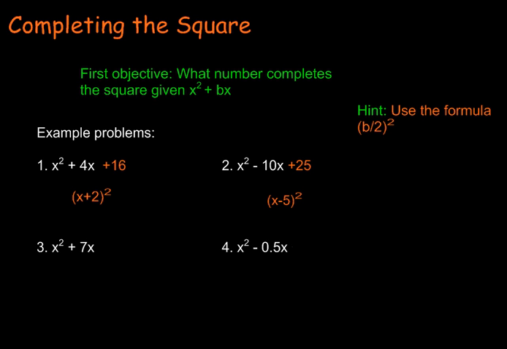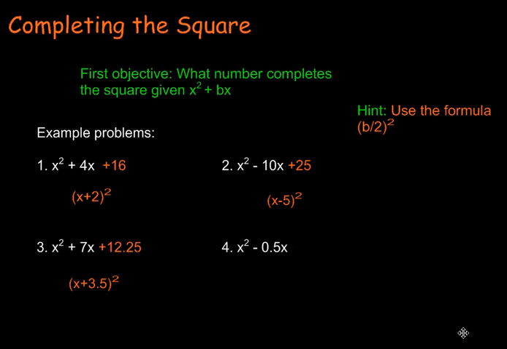Problem number 3 has an odd number for b, so when we take b divided by 2, it is 3.5. When you square 3.5, you do get 12.25. Writing that as a binomial squared, we end up with x plus 3.5 squared.